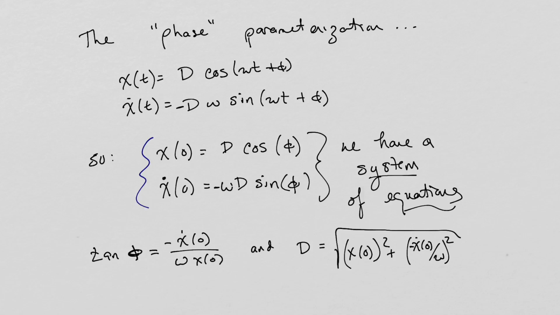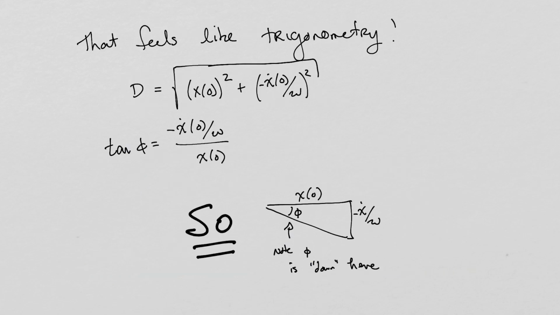And in order to solve the system of equations, I need to write down the tangent of phi as being some combination of the initial conditions, and then the amplitude d as also being a combination of those initial conditions. Okay? But of course, this solution should not be a surprise to us, because it looks a heck of a lot like trigonometry, right?